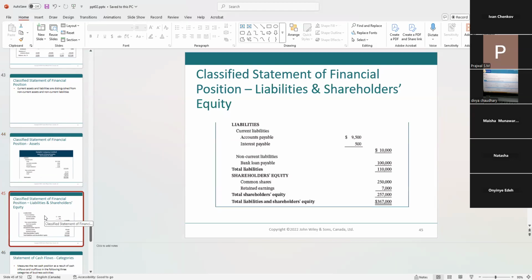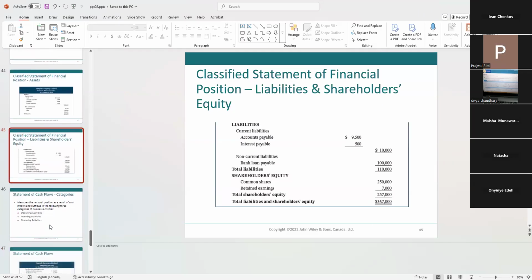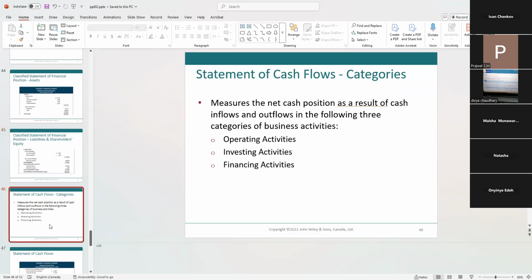And then we're going to start chasing what's the portion of the liability. We're going to split it into current liability and non-current liability. So we're going to see accounts payable, interest payable, our current liability, non-current liability, $100,000. Shareholders' equity, we already know where it is. Common shares, 250, retained earnings, 7,000. Liability and equity is equal to the total assets. We're in balance. Done.